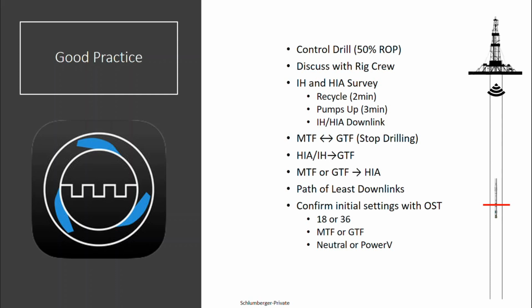So what that's doing is the tool is taking a survey at that spot, and then your pumps up 3 minutes will lock that survey in. Then you can start your downlink to engage either inc hold or HIA.